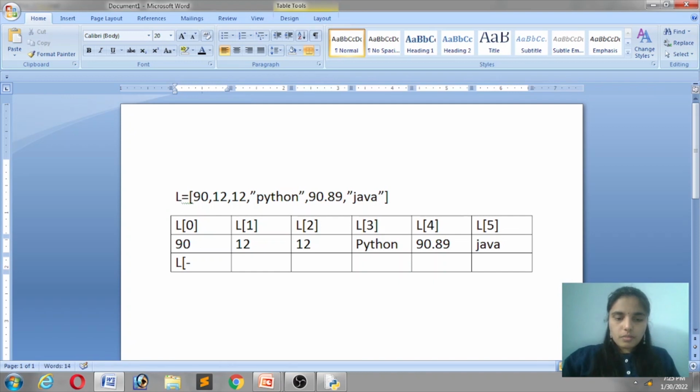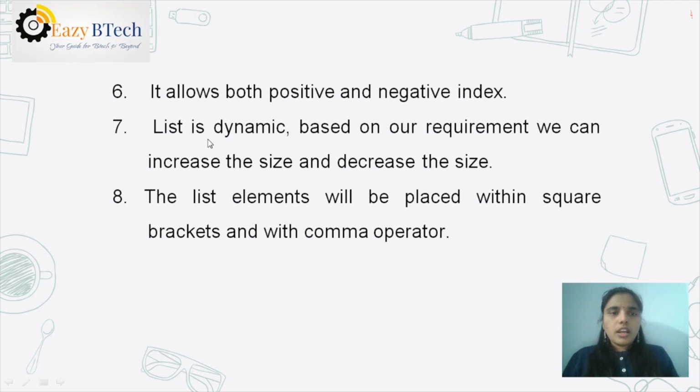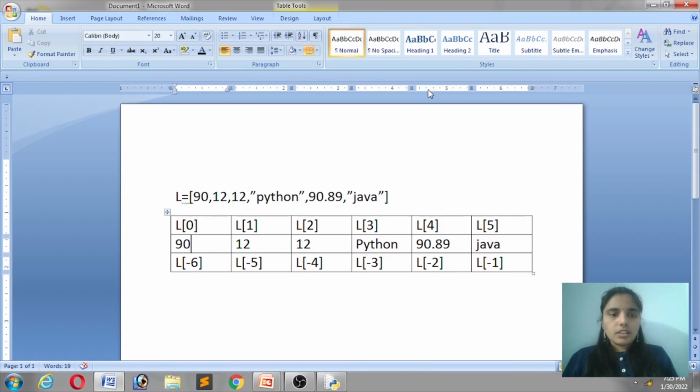L of -6, L of -5, L of -4, L of -3, L of -2, L of -1. Okay, so here it is an index for list. So the list allows both positive and negative index. Okay, let's see these examples in coding.